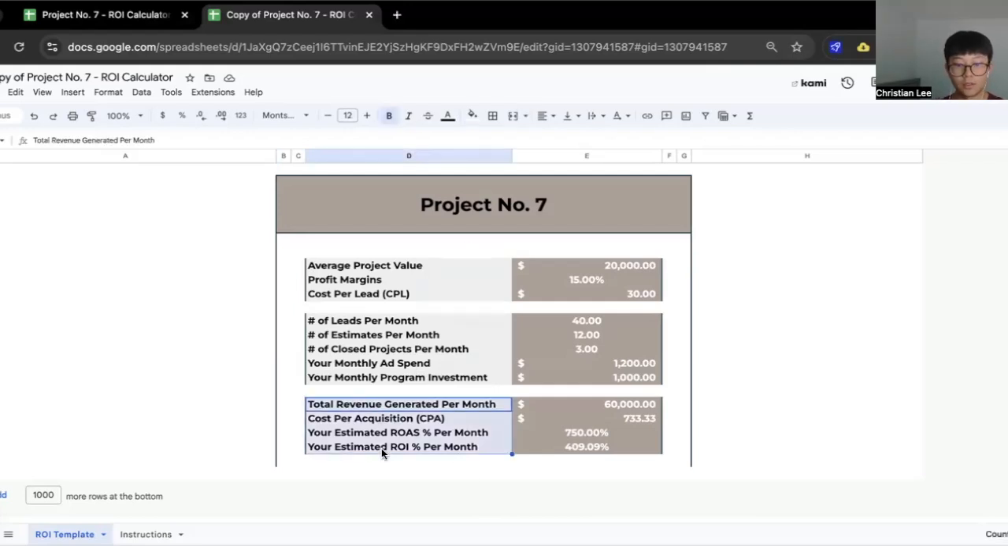After plugging in these numbers, you're going to notice you're generating 60K a month, right? Your cost per acquisition is $733 roughly. Your estimated ROAS in percentage every single month is 750%, and your estimated ROI percentage every single month is 409%. Now, realistically speaking, every remodeler is looking for a greater return on investment than 4x, right?